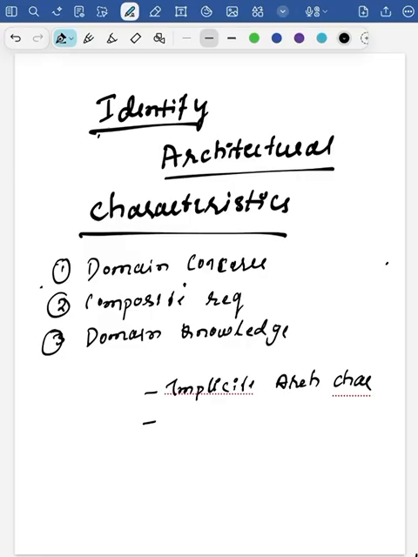Right? In the next session, we will break down and identify architectural characteristics from a real world business example. We'll read the problem statement line by line, then we'll identify the architectural characteristics out of it.